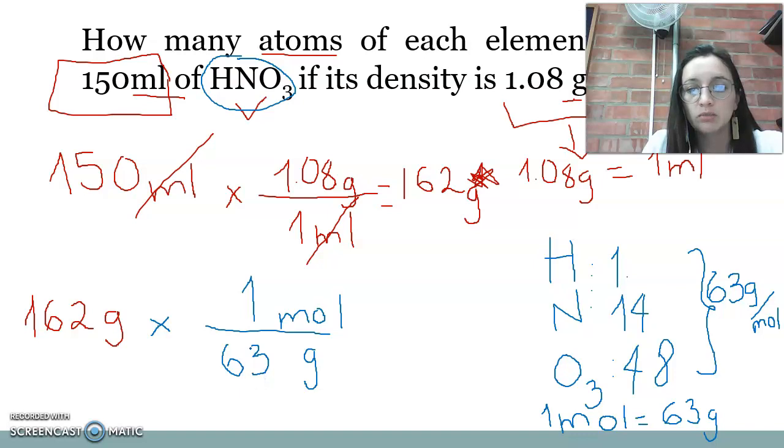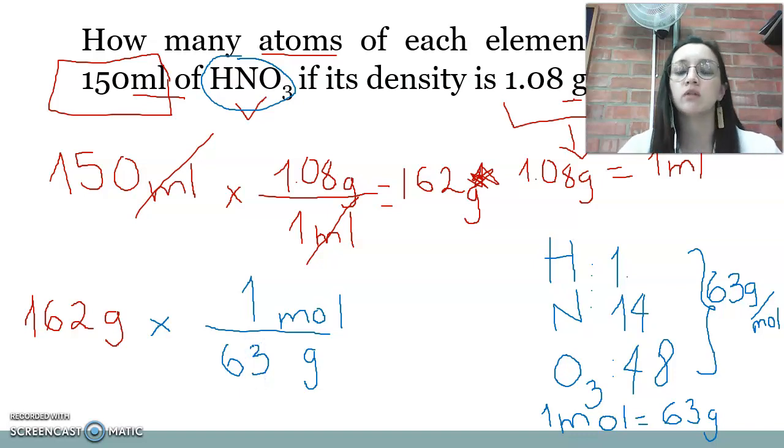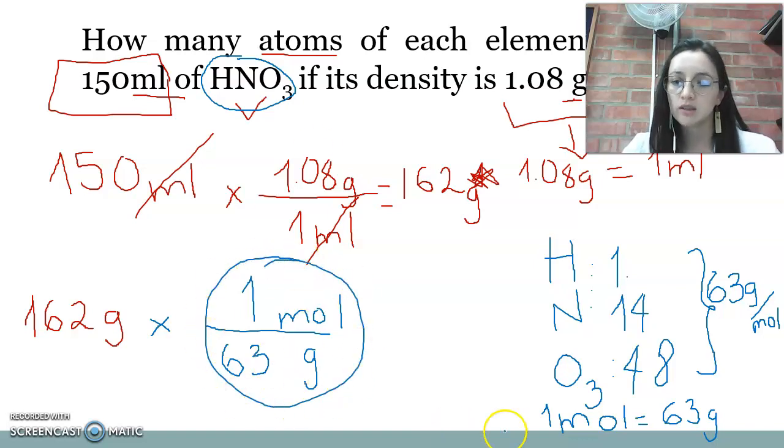A suggestion, please, a valuable advice: whenever you are solving a quiz or an exercise, make sure that you check your equalities or your conversion factors and make sure that they are correct. For example, in here I am saying that 1 mole equals 63 grams. Is that correct? Yes, it is.